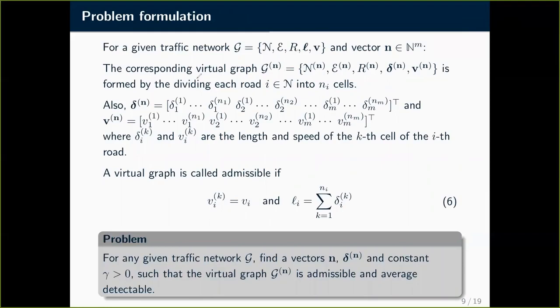The divided graph we call the virtual graph, and we say that a virtual graph is admissible if the velocities of the cells are equal to the velocities of the original road, and if the sums of the cell lengths are equal to the original length. And then we define our problem as: for any given traffic network G, we want to find the number of partitions, the lengths of the cells, and the constant gamma, such that the graph G of n is admissible and average detectable.